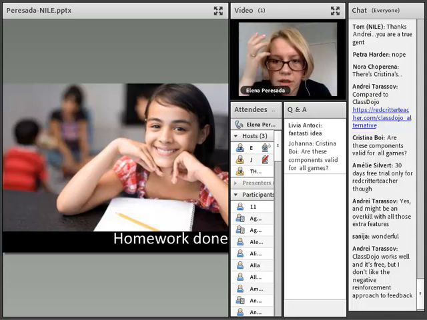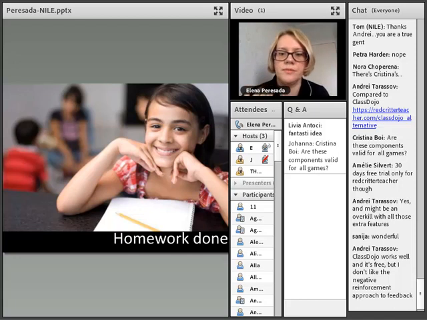ClassDojo works well and it's free, but I don't like the negative reinforcement approach to feedback. What about negative? Well, actually, I never use negative points in ClassDojo. Yes, in ClassDojo you can use positive and negative points, but I never use negative ones, only positive ones.